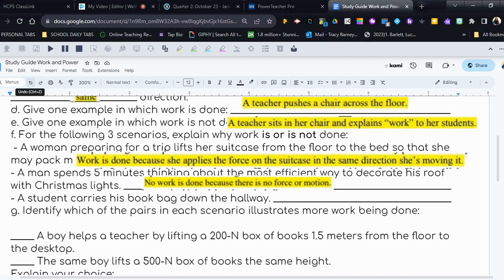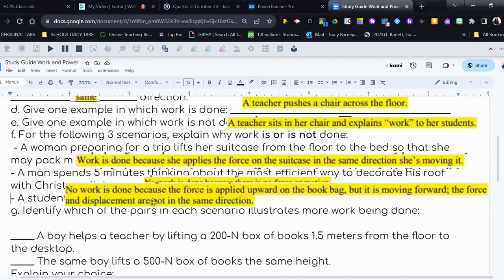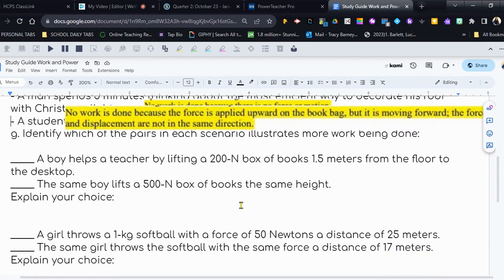Next scenario, a student carries his book bag down the hall. No work is done because the force is applied upward on the book bag, but it's moving forward. The force and displacement are not in the same direction. Letter G, you are to identify which of the pairs in each scenario illustrates more work being done.